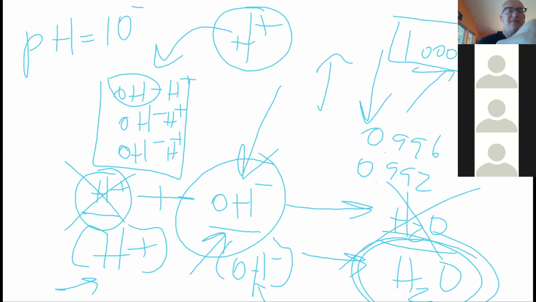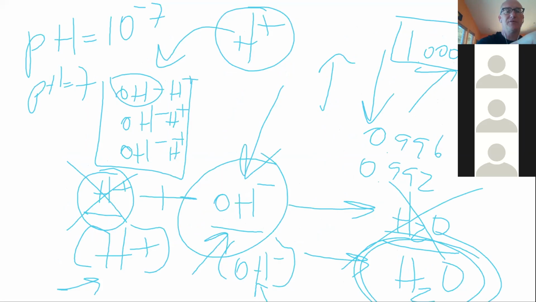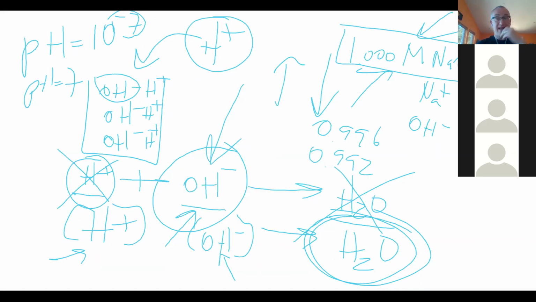10 to the minus 7 is pH 7, right? So basically we're measuring really small changes in concentration. And so our pH is going to change radically from there being more acid than base to being more base than acid. And so the pH is going to go wildly different.